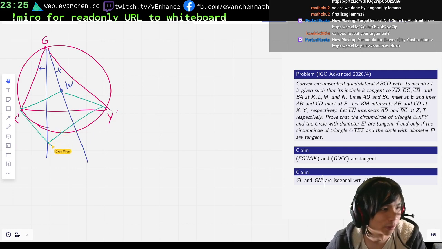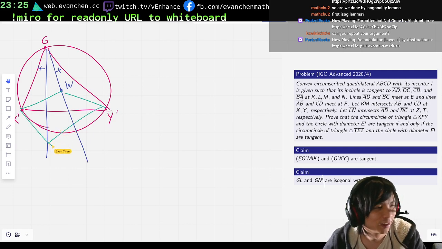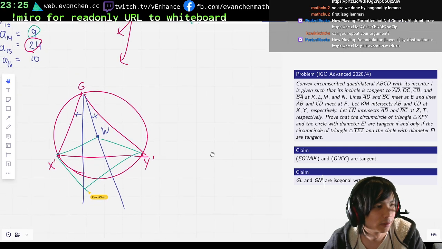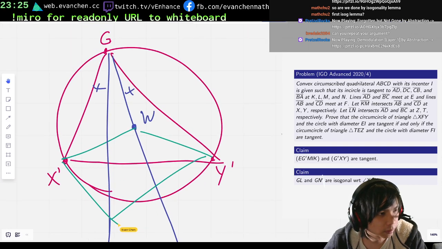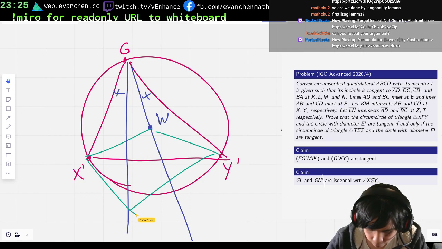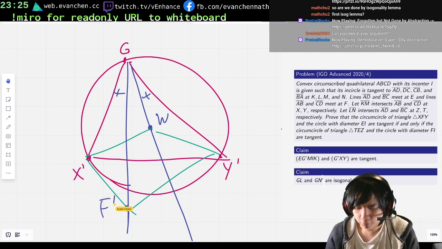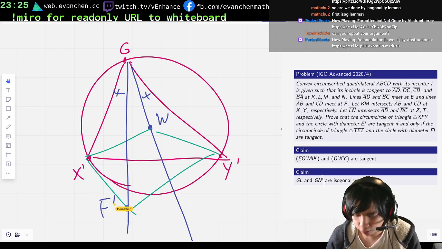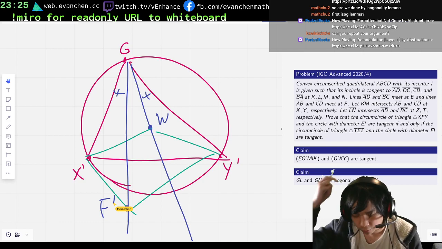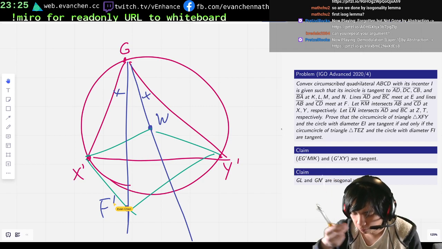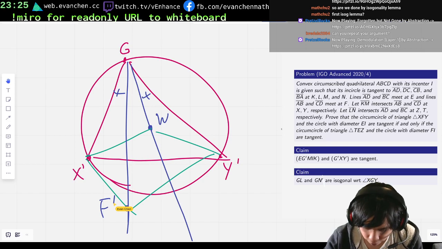Still does not look like a parallelogram at all. Alright, there's not much I can do about that. So this is F prime. Basically, what we are hoping is that W will be the orthocenter and F prime will be the antipode. Okay, so this picture is completely off, actually.